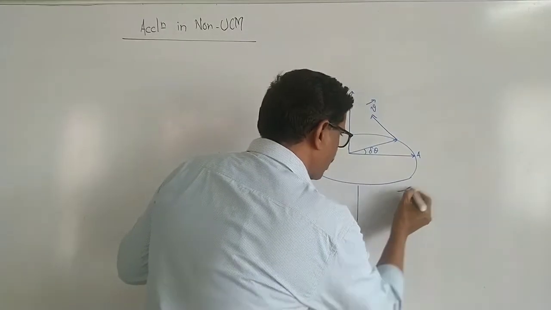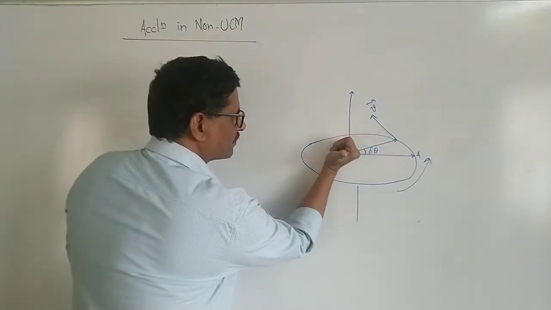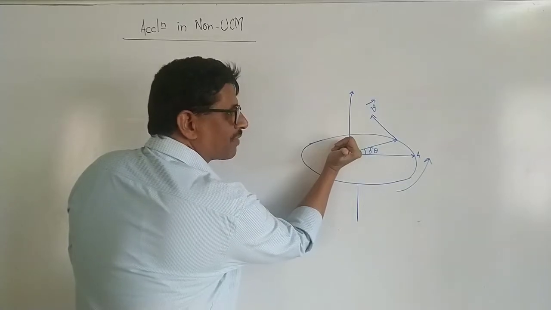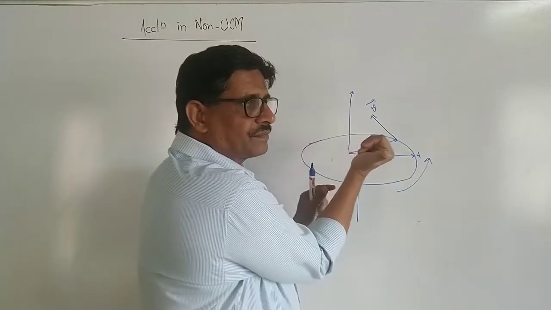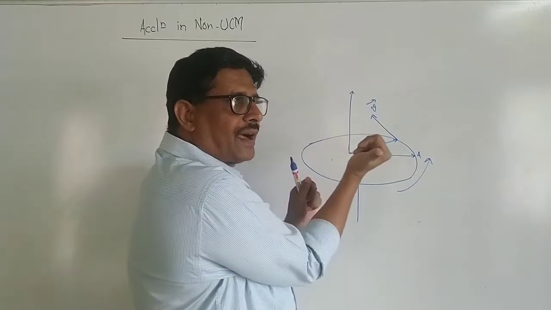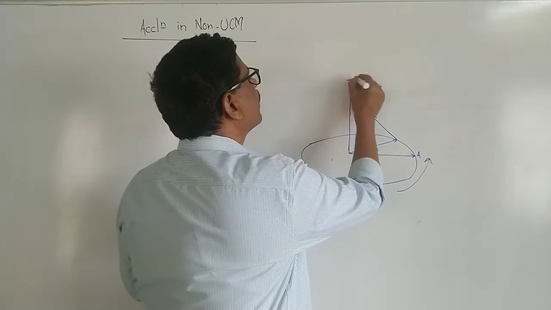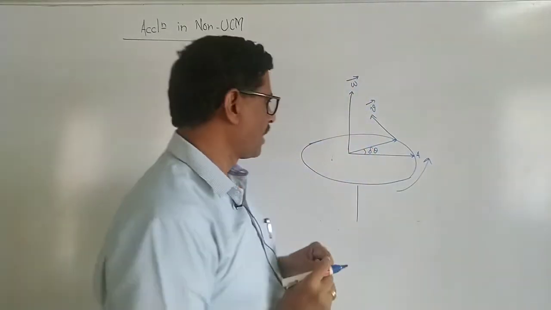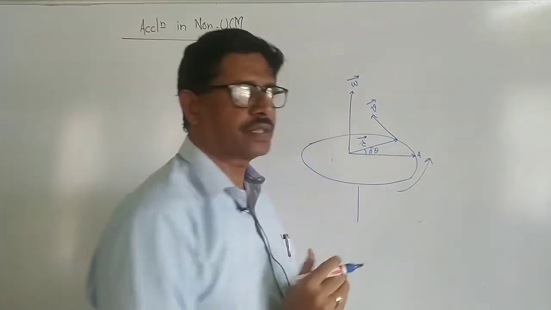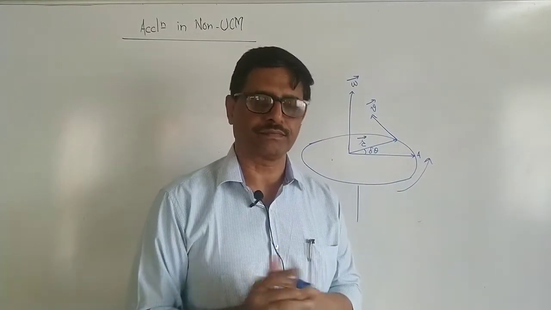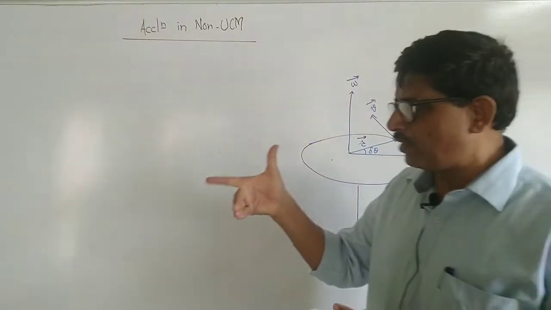If the particle is performing anti-clockwise revolution, like this, the angular velocity is perpendicular to the plane of the figure. It is along the axis of rotation, and as it is anti-clockwise here, it is directed outward. Therefore, this will be the angular velocity omega. The vector drawn from the center to the position is the radius vector, vector r. As I stated, all the three are perpendicular to each other.